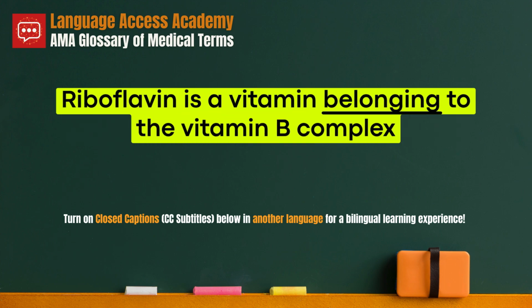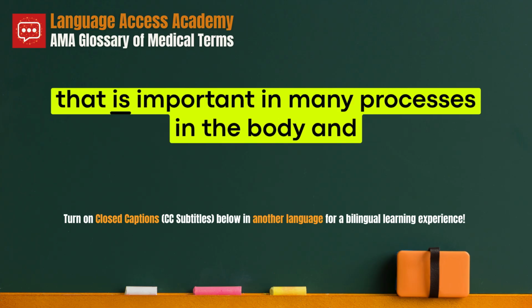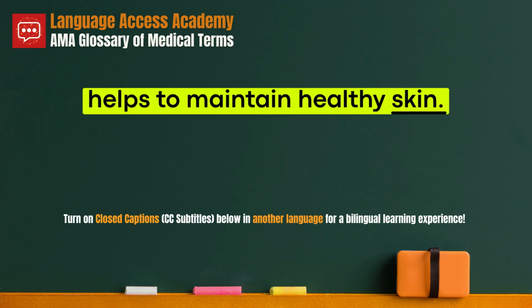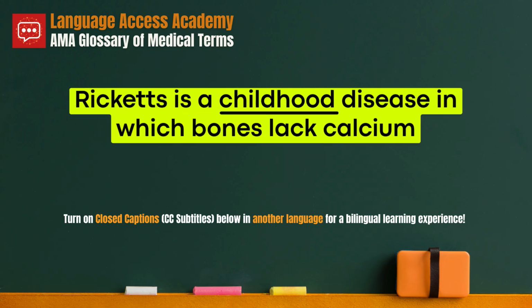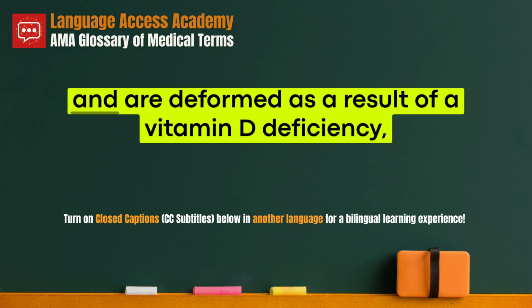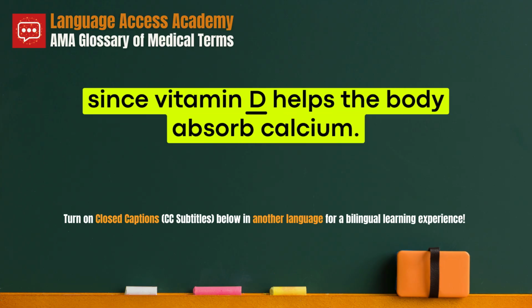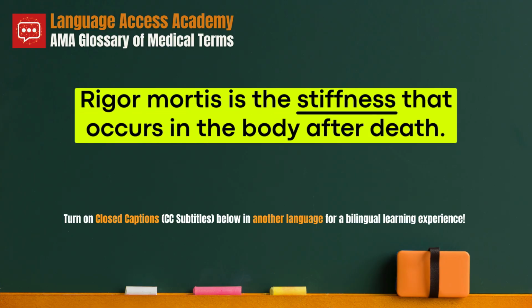Riboflavin is a vitamin belonging to the vitamin B complex that is important in many processes in the body and helps to maintain healthy skin. Rickets is a childhood disease in which bones lack calcium and are deformed as a result of a vitamin D deficiency, since vitamin D helps the body absorb calcium. Rigor mortis is the stiffness that occurs in the body after death.